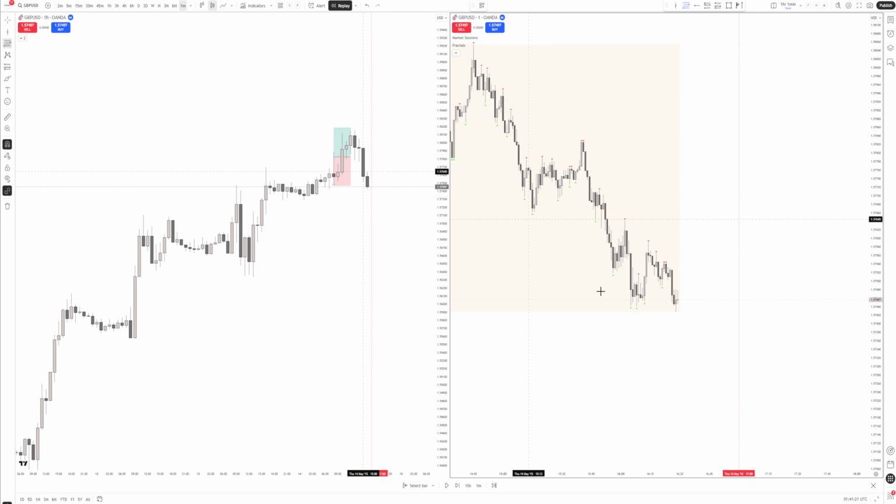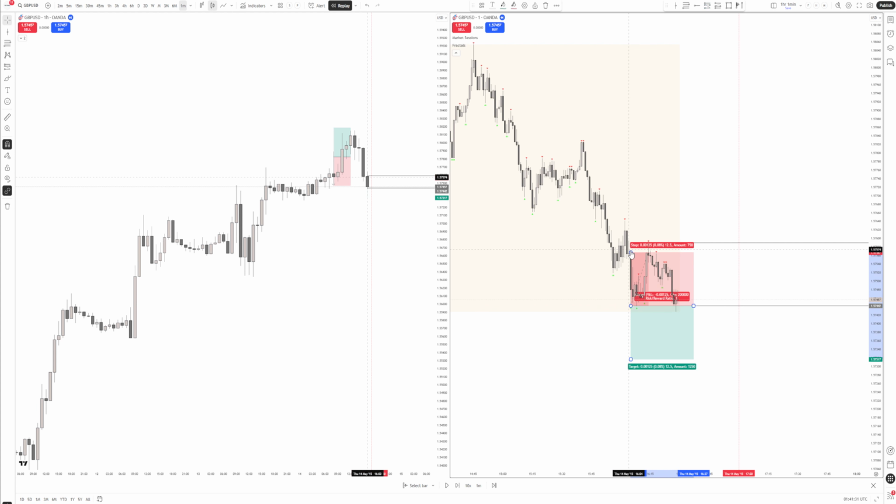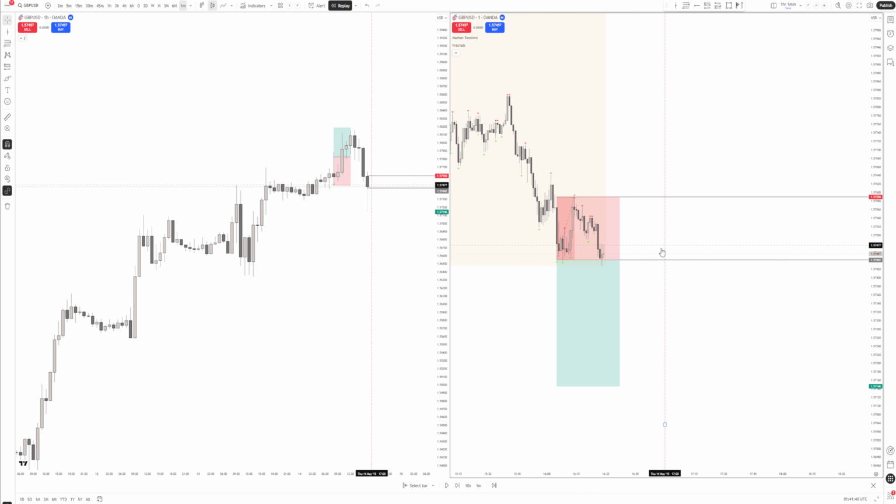So let's mark out the internal, let's mark out the swing high, swing low, which is here. It's already taken that, so if you want, that would be an entry. Stop loss above here, and 2:1, something like this. Or we wait for the next hourly candle. And you can see price stopped us out in this respect.